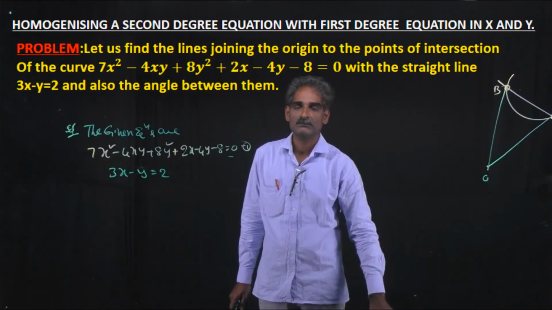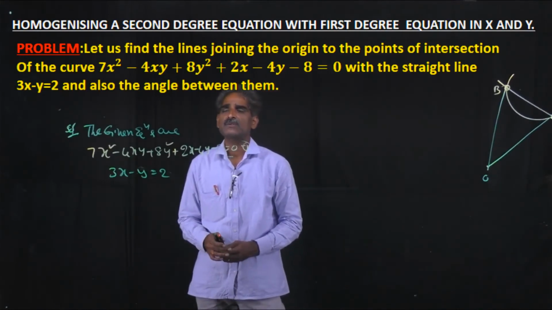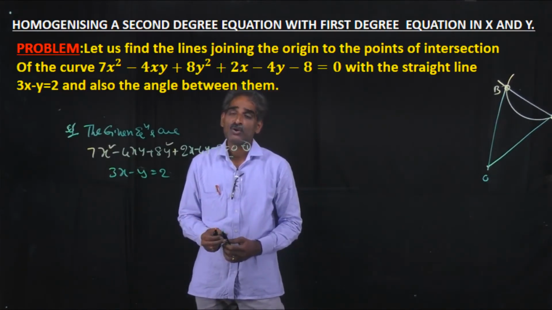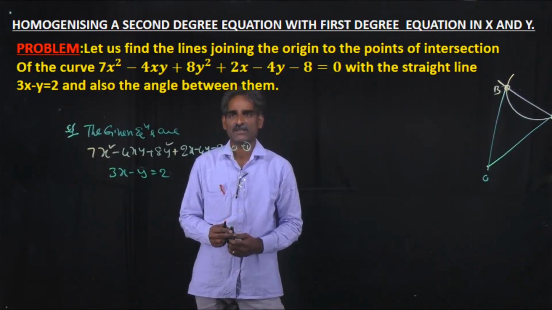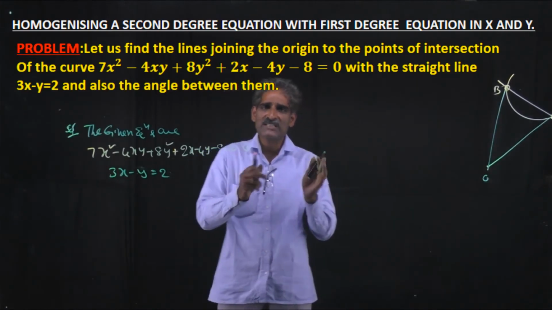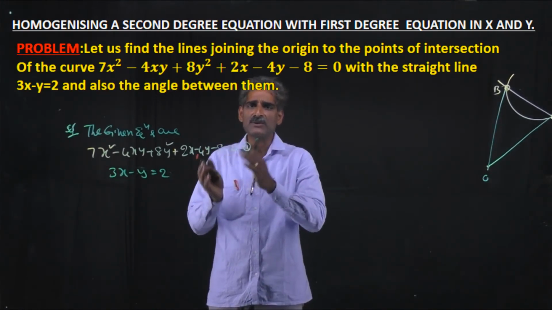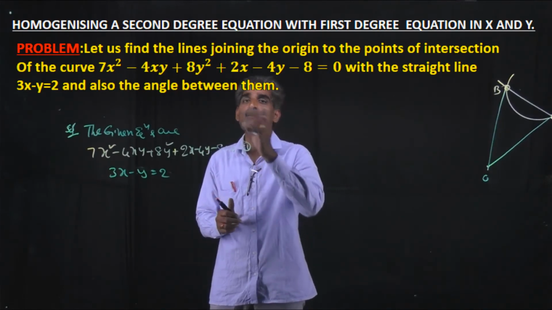Okay, see this problem. But before going to that, see the concept: homogenizing the second degree equation with the first degree equation in x and y. Homogenizing means we have to change the first degree terms into second degree. That means we have to convert the general second degree equation into a homogeneous second degree equation.